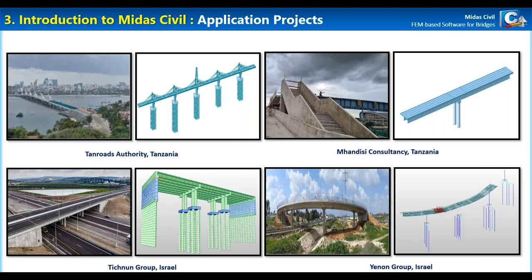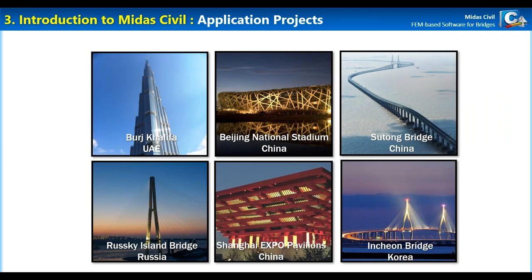So Midas Civil can analyze and design also building structures, stadiums. Also, we can have these structures, as you can see, Incheon Bridge, Sutong Bridge, Beijing National Stadium, Khalifa Building. This type of structure can be easily analyzed and designed using Midas Civil.